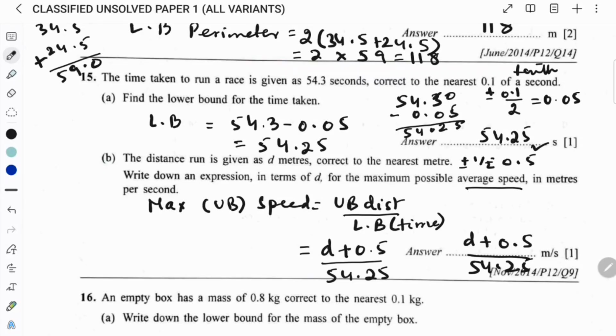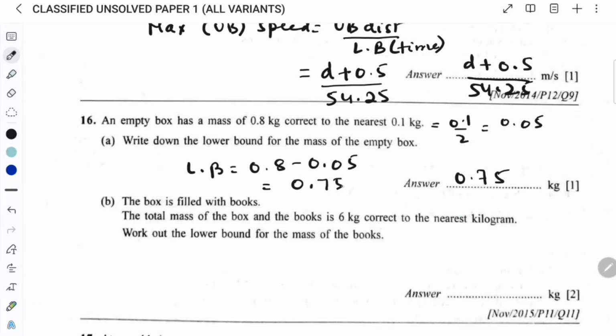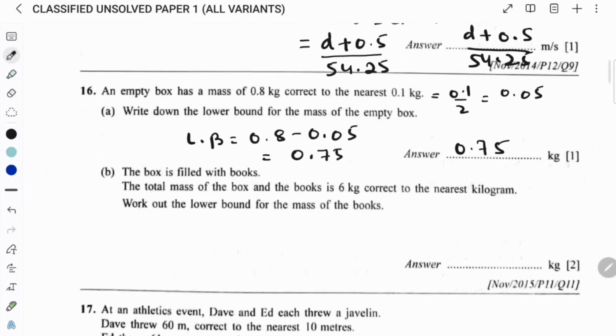All right, so next is an empty box. Almost all the questions are the same, so after one or two questions I just leave. An empty box has a mass of 0.8 kg, correct to the nearest 0.1 kg. Write down the lower bound. 0.1 upon 2 means 0.05. The lower bound of the mass of an empty box is 0.8 minus 0.05, which is 0.75. 0.75 is the answer. The box is filled with books.